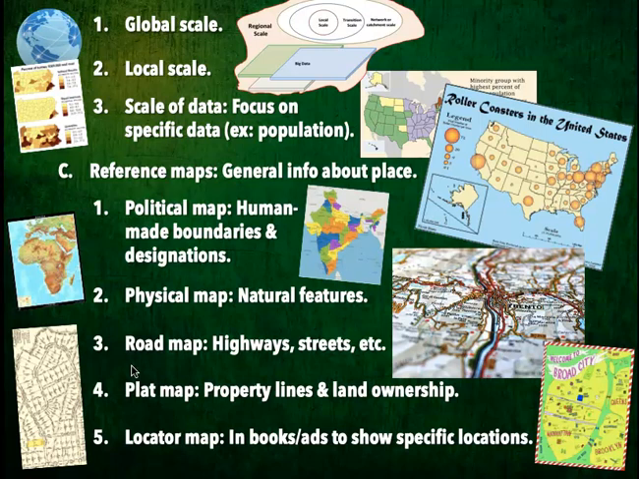Okay, a locator map is the kind of map that you're going to find maybe in a textbook that's using a map as an example to give you a visualization of where a place might be. Or it might be in a little brochure, like a little travel brochure, something that's trying to give you a bit of an idea of where you're at.